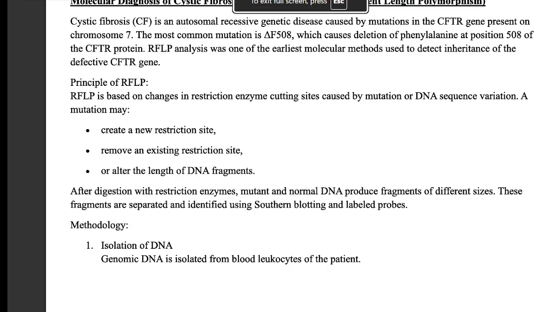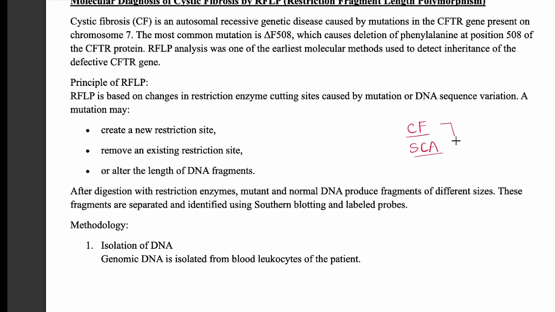Hello dear learners, in this video we have to learn about some of the important detection methods of those diseases which cause mutation in the genes. So basically in our syllabus we have to study two important diseases which have been mentioned, one of them being cystic fibrosis and the other one being sickle cell anemia.